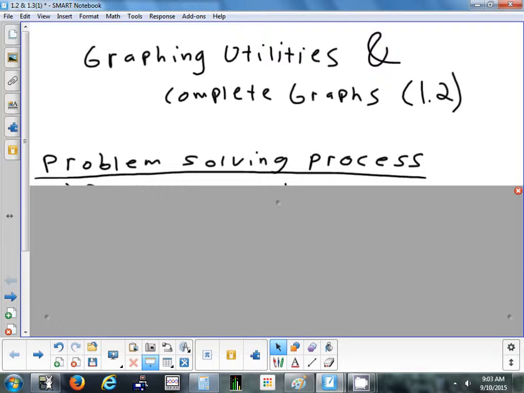Would 1.3 be on the test? 1.3 will be on the test, yep, whatever we get to. We'll see how far we get.